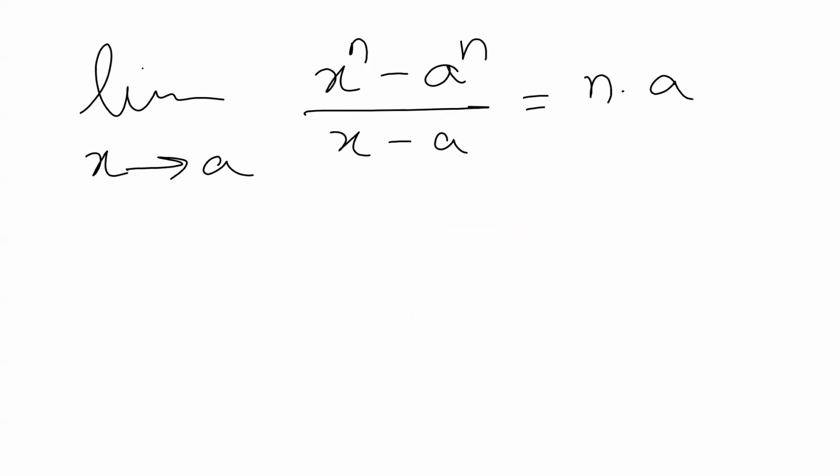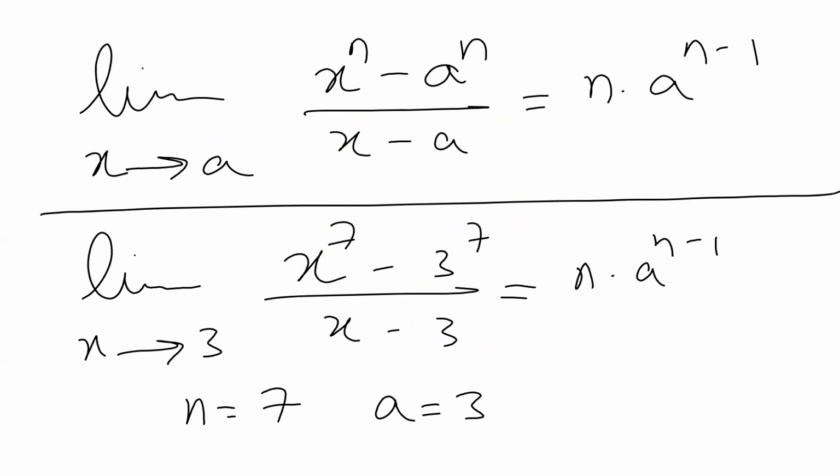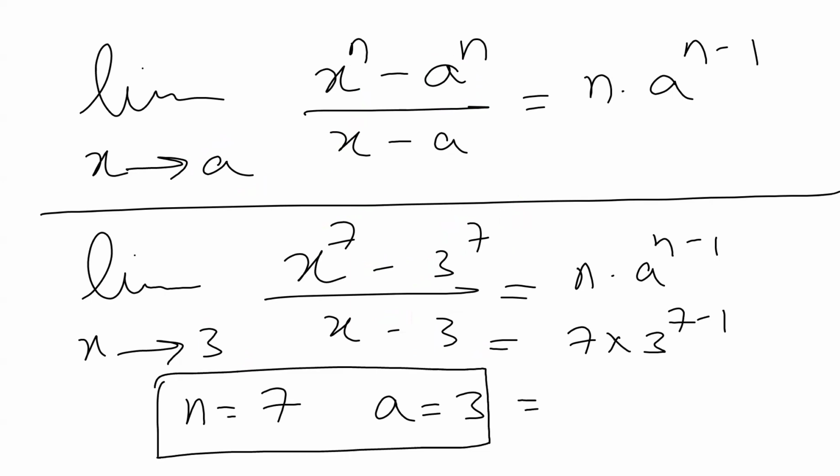Calculation part will be simple. It's just plugging the values. So n is equal to 7, a is 3, 7 minus 1. So whatever is the answer, you can just write it down: 7 into 3 raised to 6. It was a random example given to you. Now we'll start with actual problems.